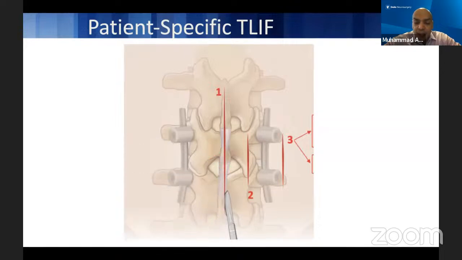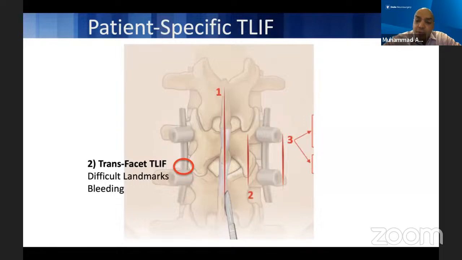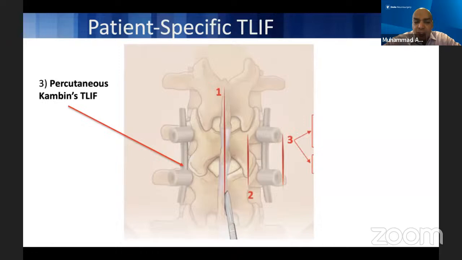The second method is what we call a transfacet TLIF. This is going through the facet joint. For the neurosurgeons, this may be a little bit foreign, but we'll talk a little bit more about that. And then finally, we have what we call the transKambin or the percutaneous TLIF.